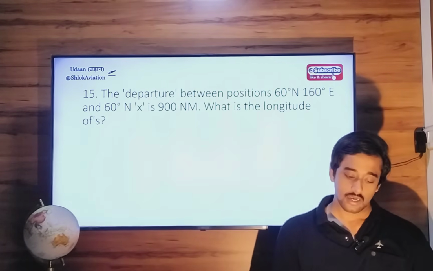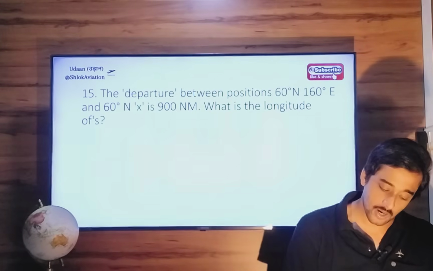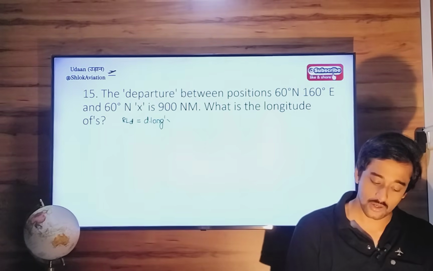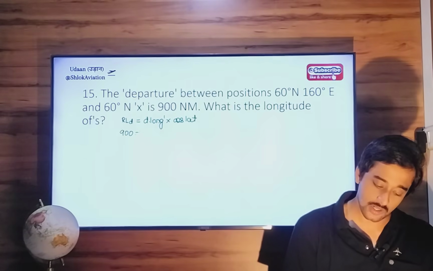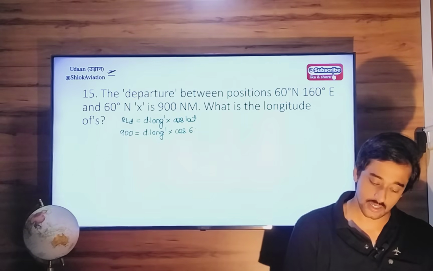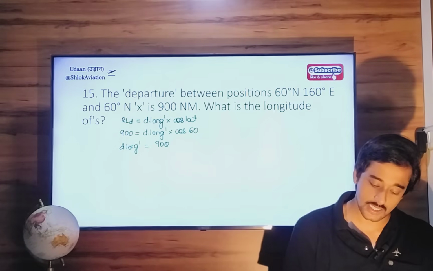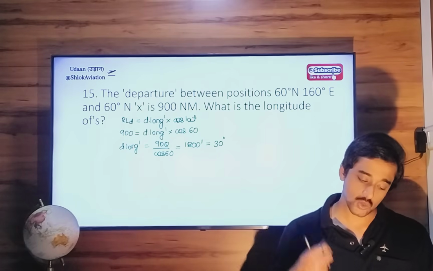Next. Departure between two points is 900 miles. What is the longitude? So again, departure is your rhumb line distance, d long in minutes into cos lat. So 900 equals d long into cos latitude, cos 60. D long in minutes: 900 by cos 60, 1800 minutes divided by 60, 30 degrees. So point A is 160 east.